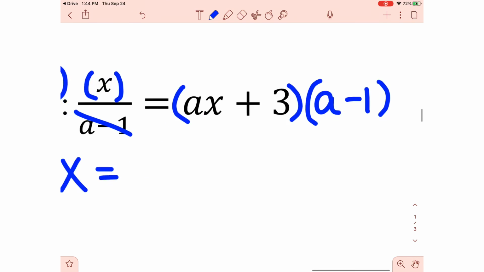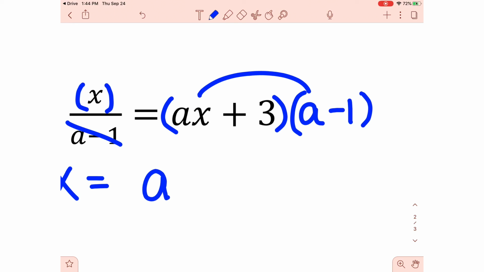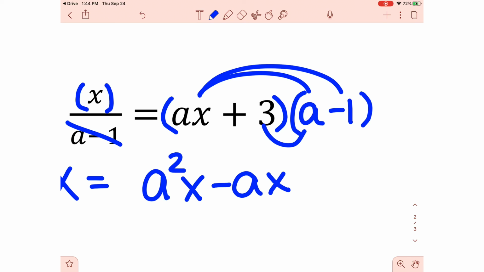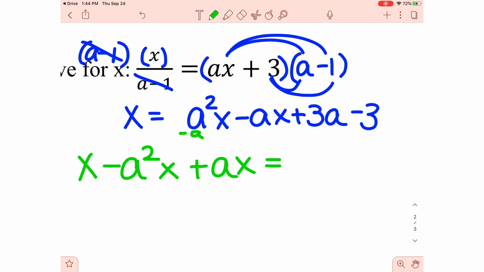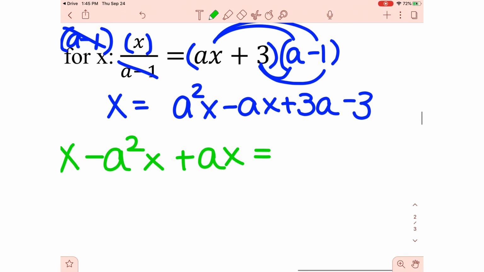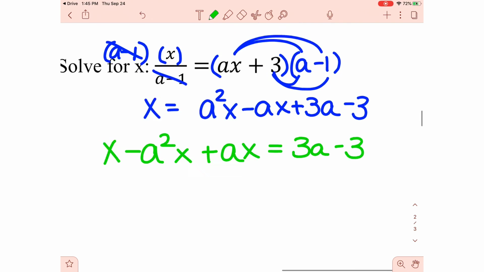I'm left with an x on the left side. When I FOIL this out, I get a squared x minus ax plus 3a minus 3. So now I'm going to get all the x's to the left side. So I have the original x. I'm going to subtract over the a squared x, and I'm going to add over the ax. Okay, so I'm not showing all these little steps, but hopefully you guys understand what I'm doing. All right, and then I'm left with a 3a minus 3 on the other side.